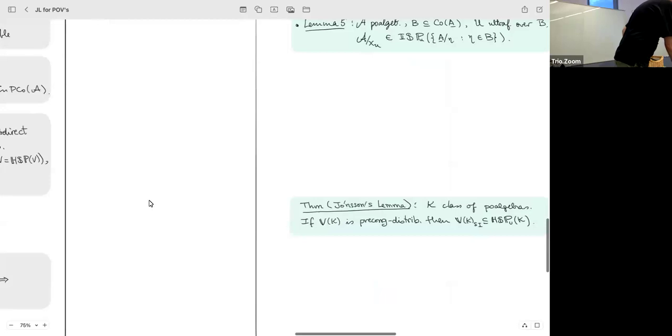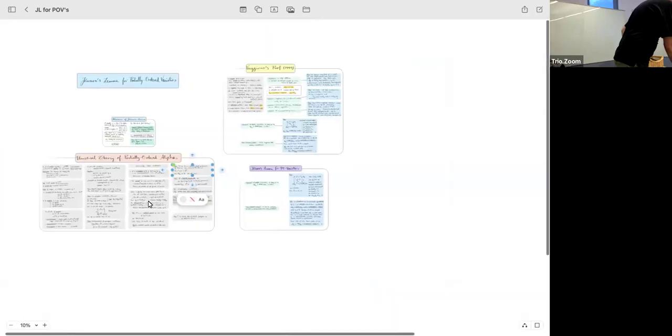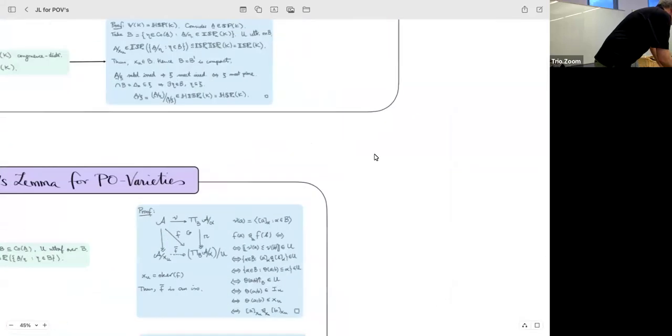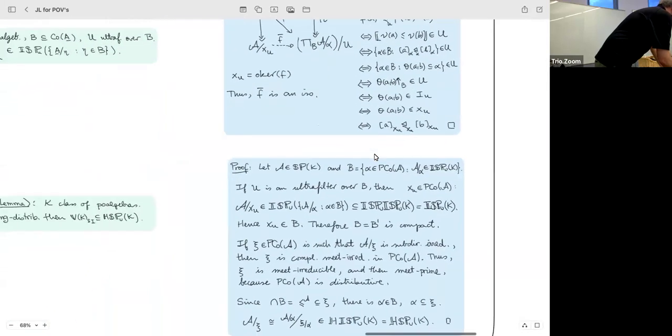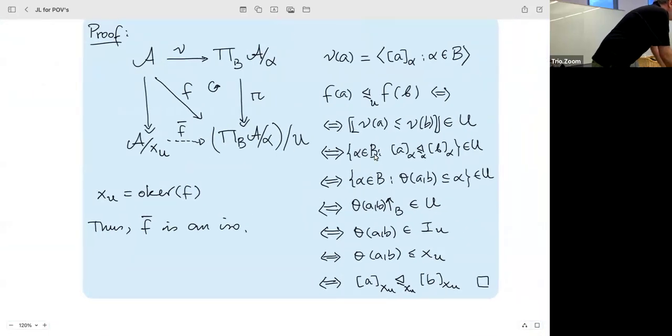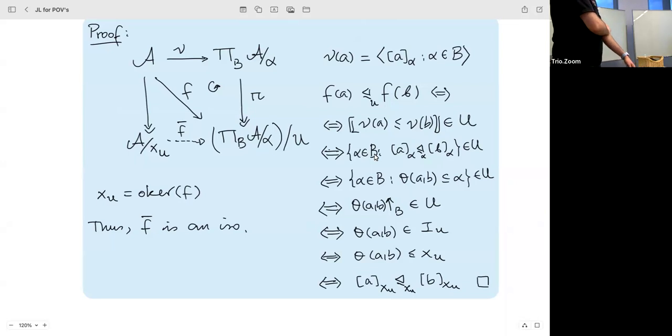Maybe a quick question, I had a question about lemma 5 there. Does it use any distributivity in lemma 5? Lemma 5, in the last panel, the first lemma. Lemma 5 from 5 prime, yes. There is no distributivity here.